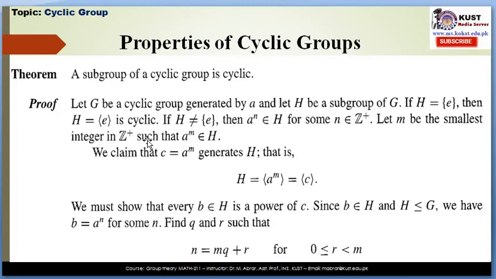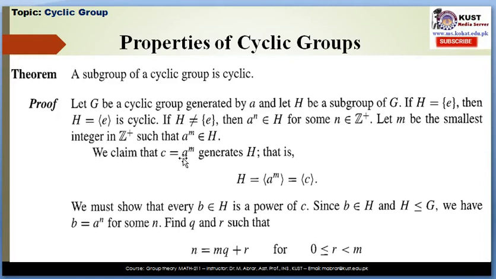I repeat, because it's a set of positive integers, there is an order. Please recall from the number theory course what an order is. So we are able to choose the smallest possible integer here. So we assume that this m is the smallest integer such that a raised to m goes to H.